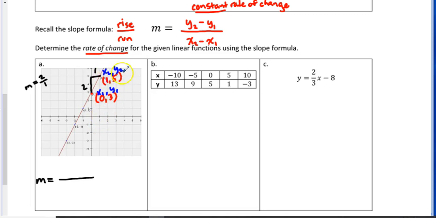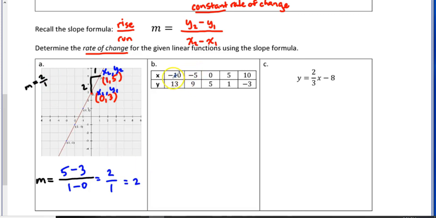So I need to establish what my second point is and be consistent though. So I've got 5 minus 3 divided by 1 minus 0. So that's going to be a 2 over a 1. Isn't that what we said the slope was going to be? It's 2.